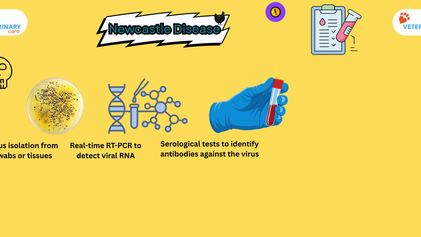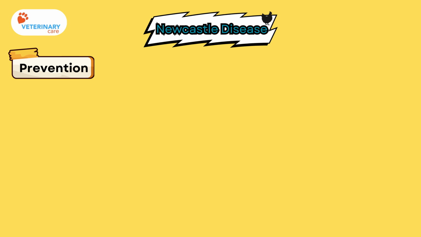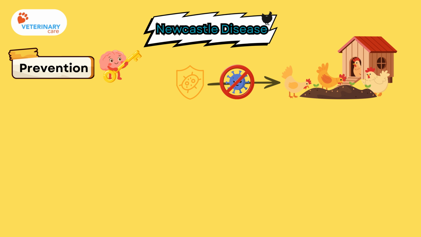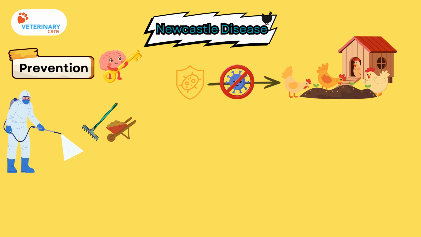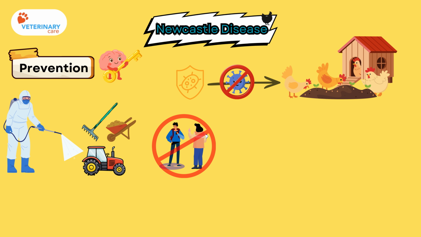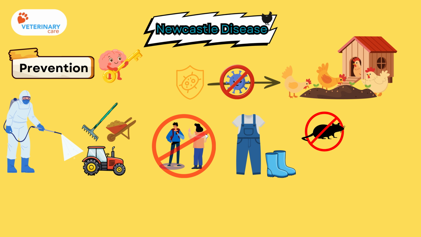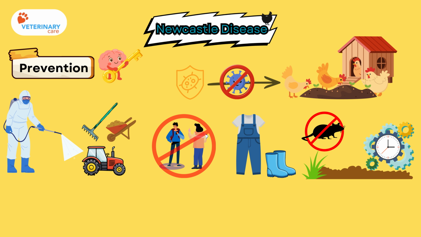Finally, let us focus on prevention, which remains the cornerstone of Newcastle disease control. Strict biosecurity measures are essential to prevent the virus from entering poultry farms. This includes disinfecting equipment and vehicles, restricting visitor access, using dedicated clothing and footwear, controlling rodents and pests, and maintaining proper litter management. Preventing introduction of the virus is far more effective than attempting to control an outbreak.